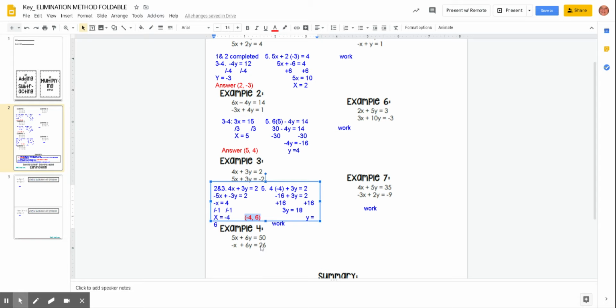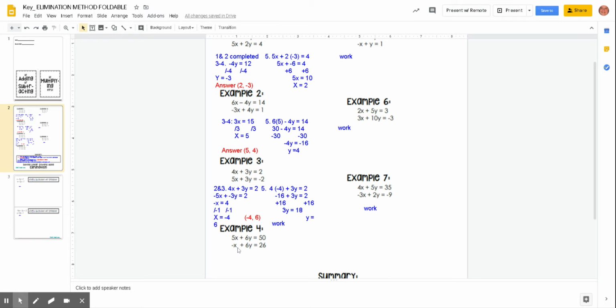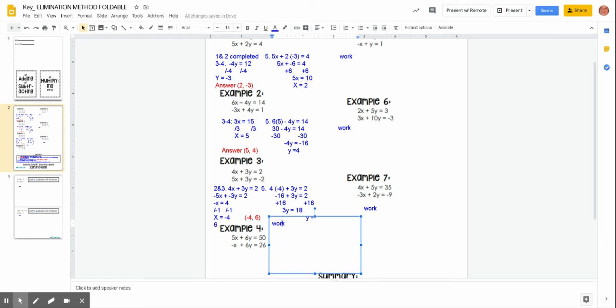Now here in example 4, we have 5x plus 6y equals 50 and negative x plus 6y equals 26. And we really have options here. Because this is a negative already, we can choose to multiply the bottom one by a 5, and that would give us a negative 5, which would make an additive inverse. Or we can choose to multiply this by a negative 1 and make these the additive inverse. Either way, it wouldn't matter. It would be 2 different ways you can do it.